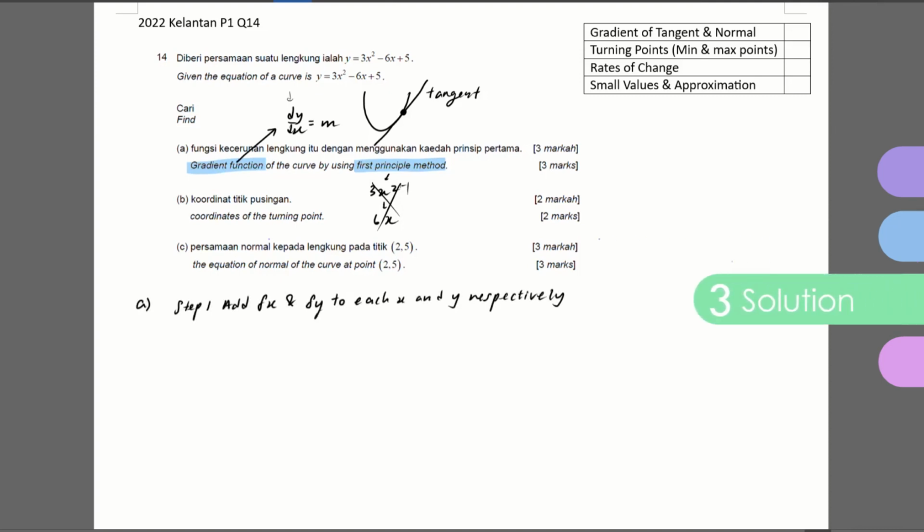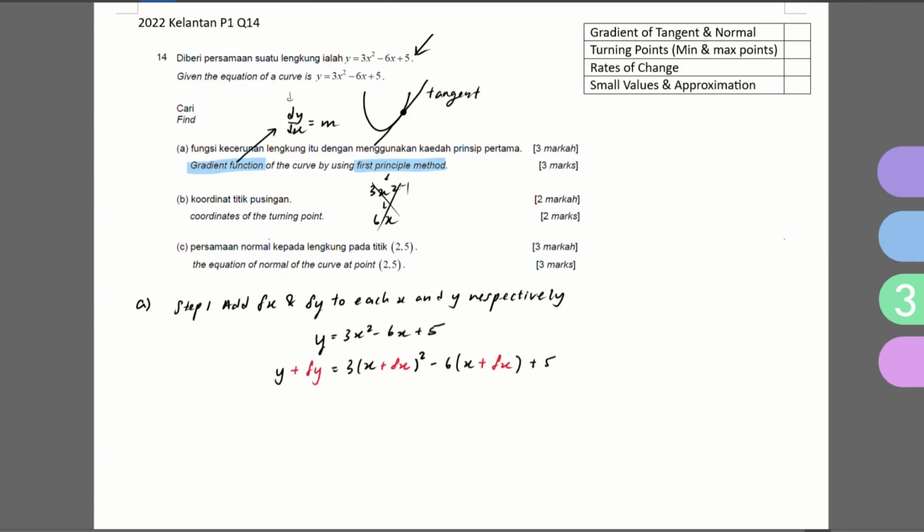So step number 1, we just need to add a delta x for each x in the equation and delta y for each y. So it will look something like this. Each y has added a delta y, and for each x we added a delta x. So delta is this symbol. And we will simplify this equation.